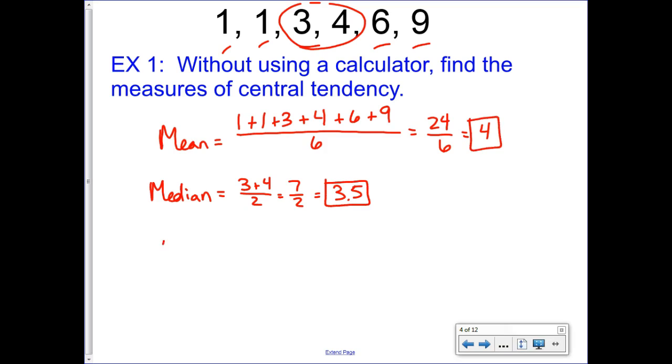And then the mode is the number that occurs the most often. So the mode here is just 1. You can have 2 modes, that's called bimodal. But anything over 2 modes, you just say that there is no mode.